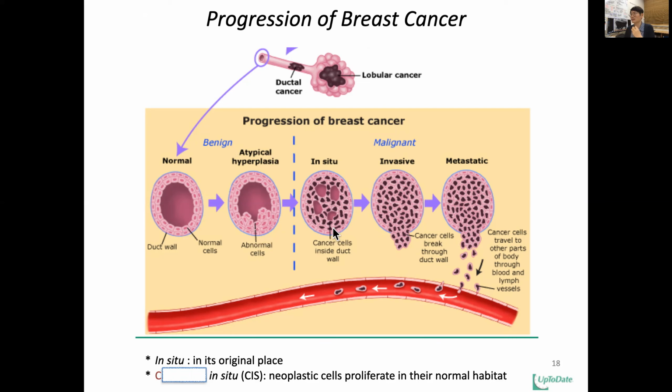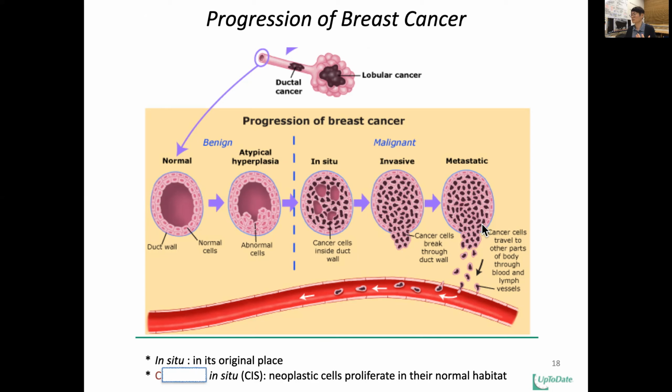However, when the cells grow much more inside the ductal wall, we call it in situ, because the cancerous formation is happening in its original location. The practical difficulty is finding out whether this cancer cell is breaking the wall. It's not very easy all the time because we are sampling. So if we find this, we call it an in situ cancer, and this is regarded as already malignant.